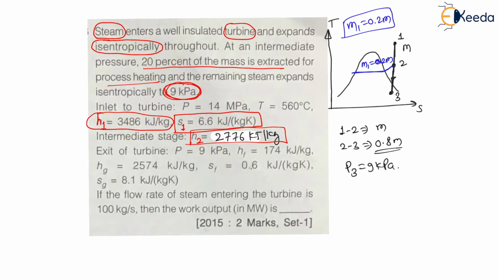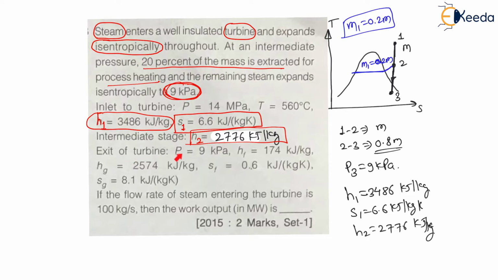So let us write here. Initially H1 is given 3486 kilojoule per kg. S1 is given 6.6 kilojoule per kg Kelvin. H2 is also given 2776 kilojoule per kg. Now let us go for next statement.